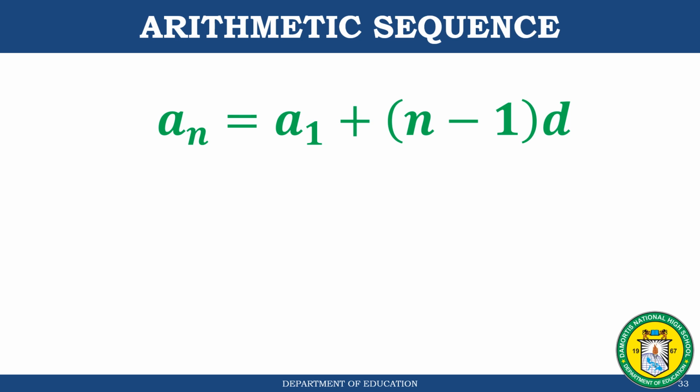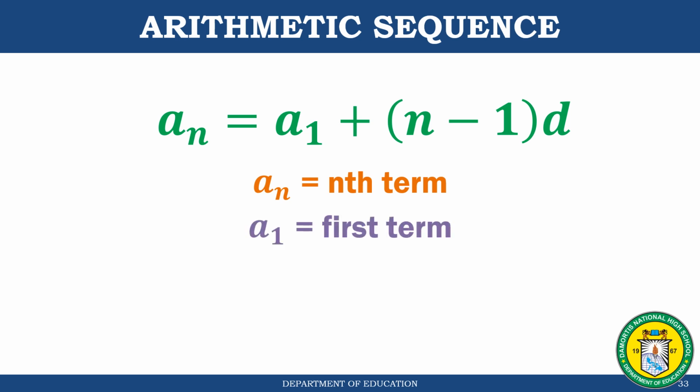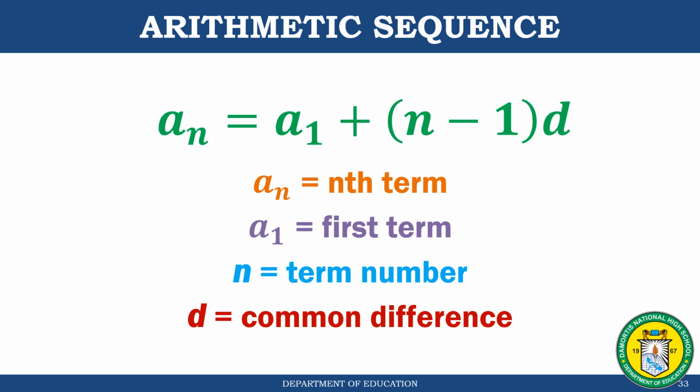a sub n is equal to a sub 1 plus the quantity n minus 1 times d, wherein a sub n is the nth term, or what we call the last term. While a sub 1, of course, by the subscript 1, it means it is the first term. And for n, this is the term number or the number of terms. And for d, as what we have discussed a while ago, that is the common difference. So let's try to explore this formula by an example.